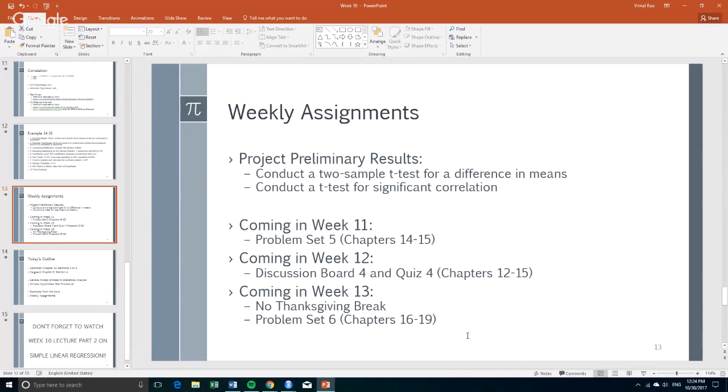Just one note in particular as well, coming up in week 13, we do not have a Thanksgiving break, so we just have the normal 7-day week. I know that many of you do celebrate Thanksgiving, and it's a long weekend, and it's a time to spend with family and friends. We have a problem set due that week on chapters 16 through 19, which will be the lectures delivered in weeks 12 and 13. Please be sure that you are submitting your assignment on time.